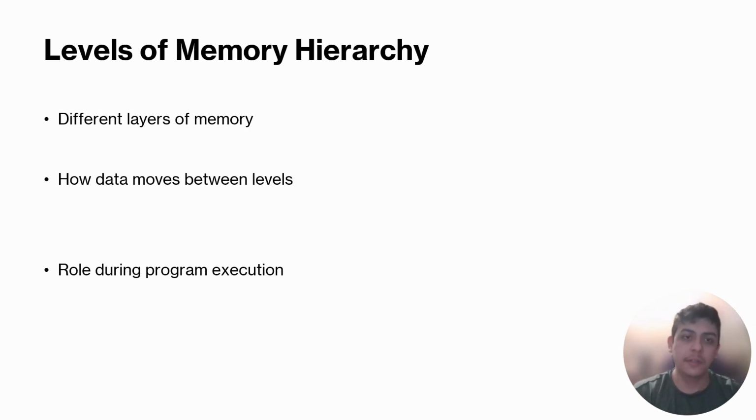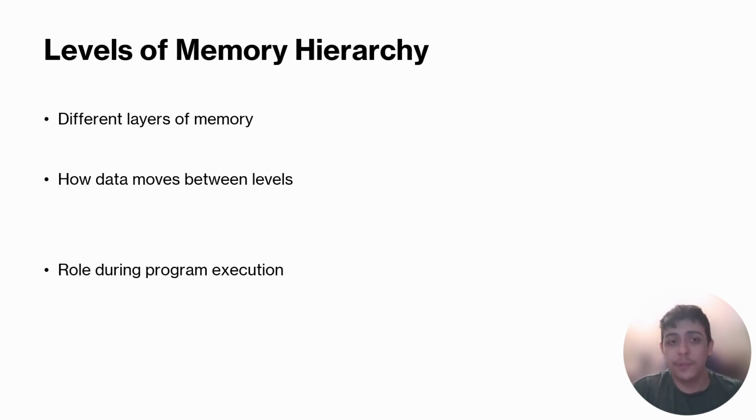This is basically going to be an overview of it. The memory hierarchy is made up of several levels that store data at different speeds and capacities. These levels include things like registers, cache memory, main memory, the RAM, and then secondary storage such as the hard drives or our solid state drives. Each level is responsible for storing data depending on how frequently it is used by the processor.